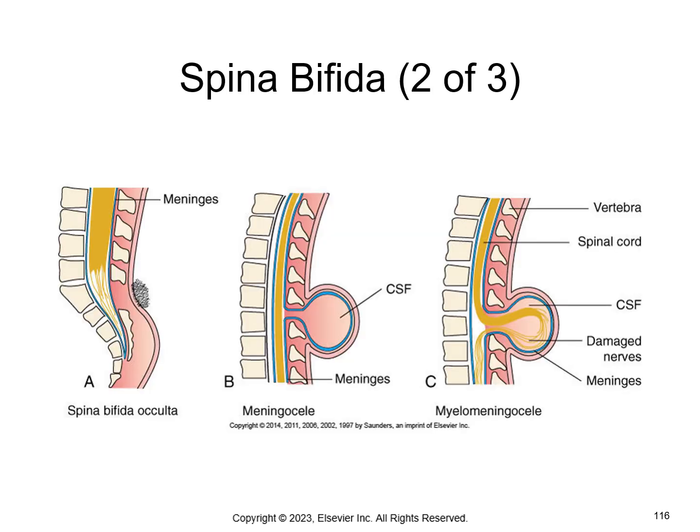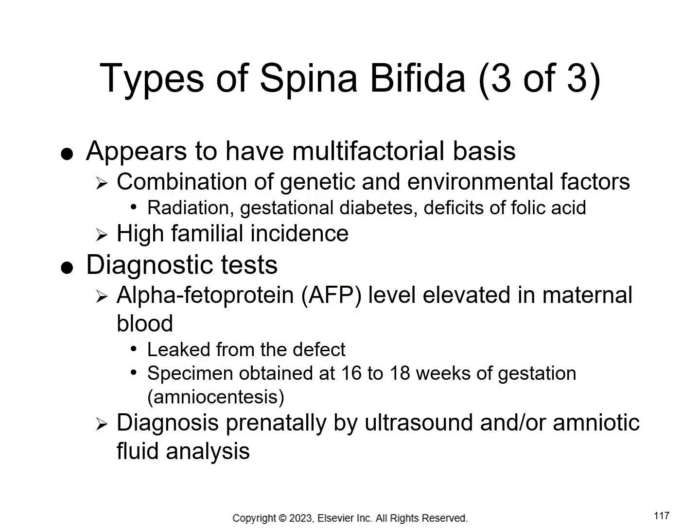And here's that picture I was talking about. You can see the differences between the defects and where the meninges and cerebrospinal fluid come out in the sac versus damaged nerves and everything in the sac as well. So there's a multifactorial basis for spina bifida. It's a combination of genetic and environmental factors: radiation, gestational diabetes, deficits in folic acid, and a high family incidence have to do with developing spina bifida. To diagnose, we can do an alpha-fetoprotein or AFP level in the maternal blood, so we can check for damage before the baby is born.